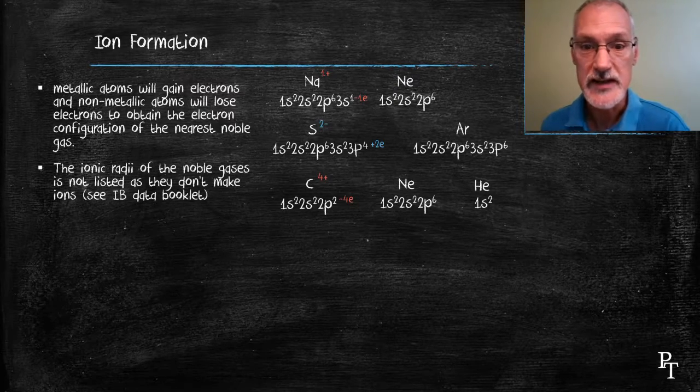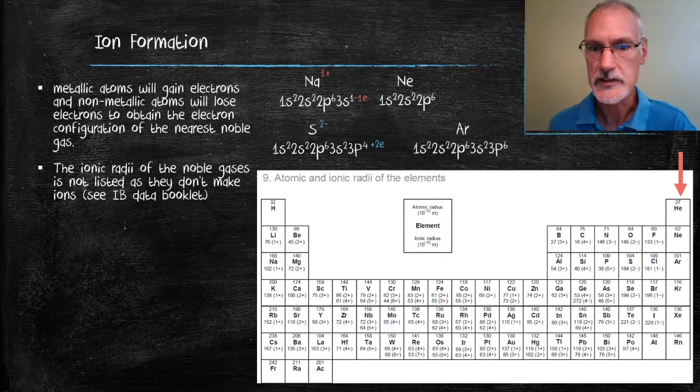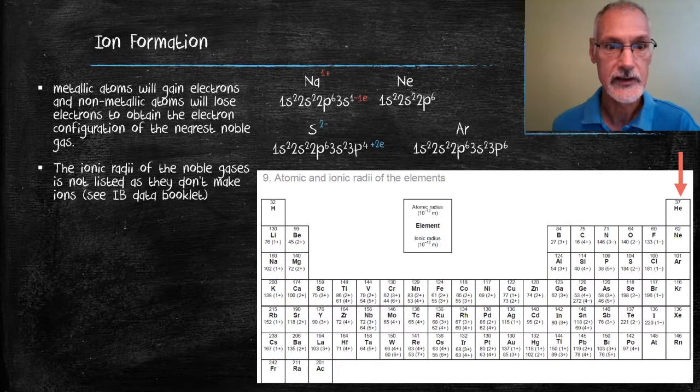If you take a look at your IB data booklet, you can see the ionic radiuses of many of your elements, as well as the charge that they tend to develop. I should draw to your attention that the noble gases don't have an ionic radius. That's because they don't tend to form ions as they're already stable.